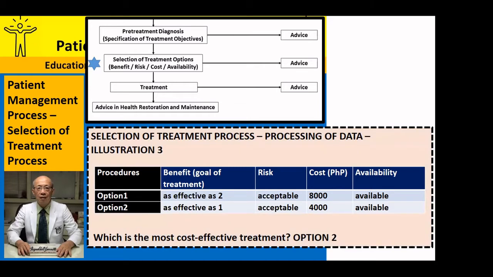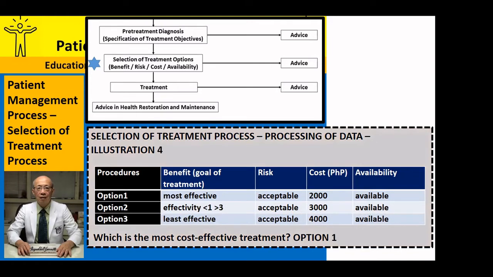Illustration number 3. Option 1 and option 2 are equally effective. The risks are both acceptable to the same degree, but option 1 has 8,000 pesos as the cost and 4,000 for option 2. And both are available. So which is the most cost-effective treatment? Option 2, because it just costs 4,000 pesos.